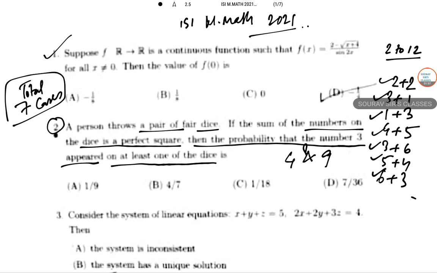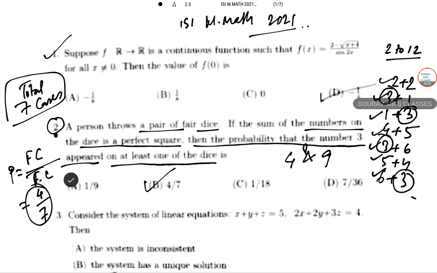Now, among them, in 4 cases the number 3 appears: 1, 2, 3 and 4. So there are 4 cases where the number 3 appears on the dice. So the probability, which is our answer, equals favorable cases by total cases. Favorable cases here are 4 and total cases is 7. So the answer is 4 by 7.